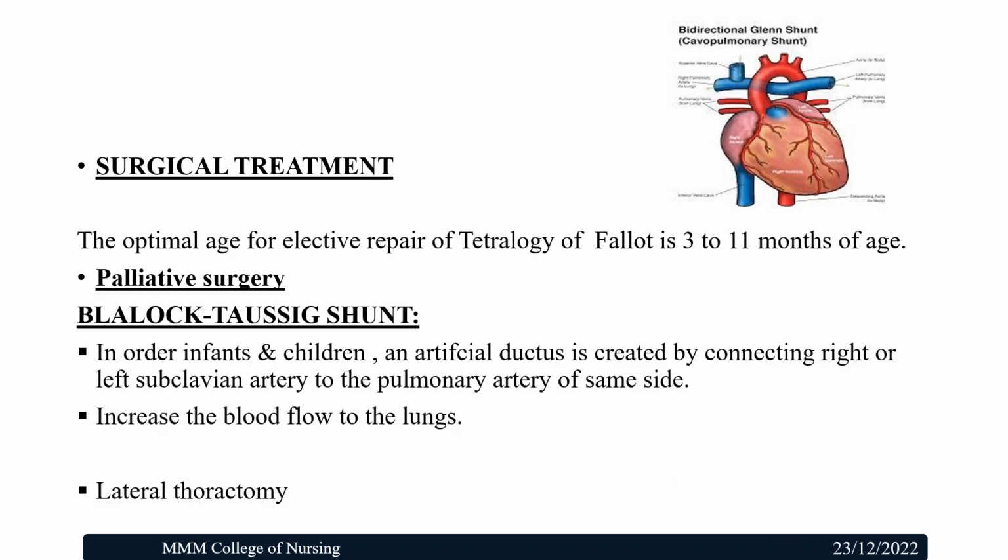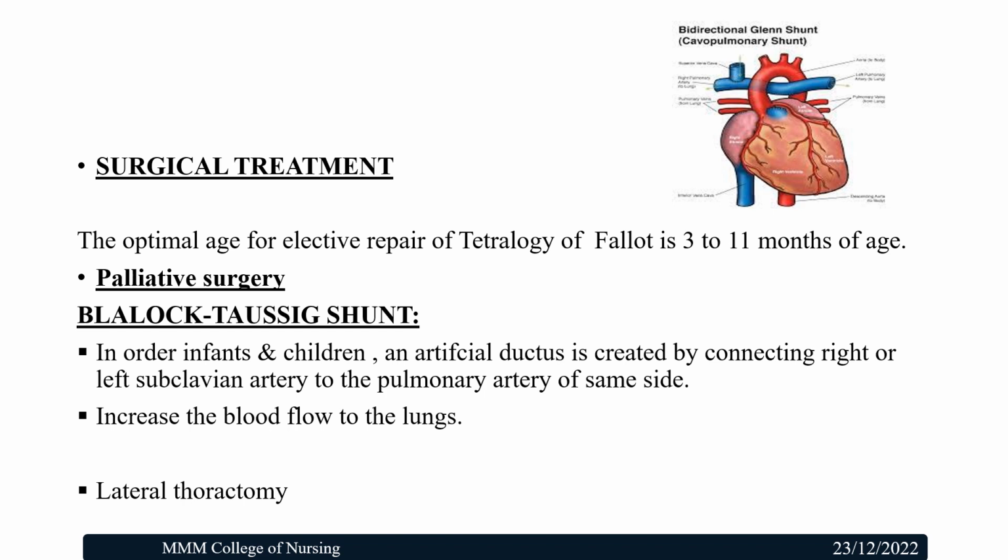Next, surgical management. The elective repair of tetralogy of Fallot is done at 3 to 11 months of age. Coming to the palliative therapy, the first one is the Blalock-Taussig shunt, called BT shunt in short form. In infants and children, an artificial ductus is created between the right or left subclavian artery and the pulmonary artery of the same side. This will increase the blood flow to the lungs.